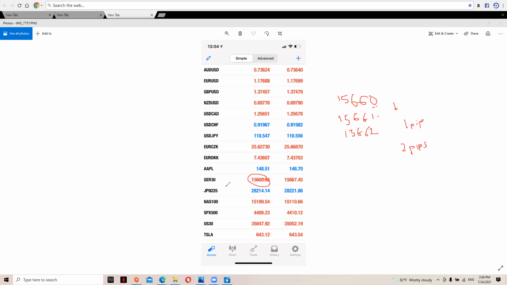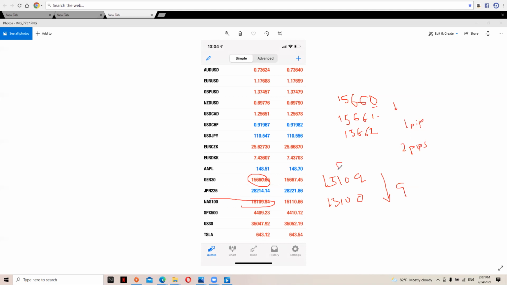Same thing with NAS 100. What is the current price of NAS 100? It's 15,109. If NAS 100 goes down to, let's say, 15,100, what is the pip now? We now have 9 pips.